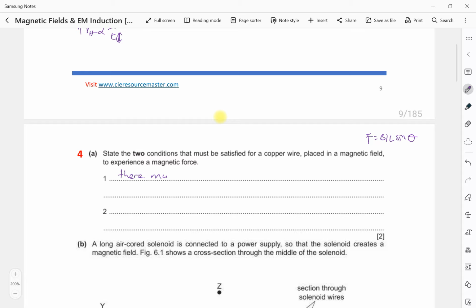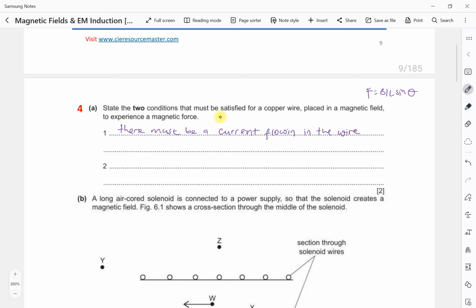There must be a current flowing in the wire. Number two, of course, the angle of the wire to the magnetic field must not be 0, or the wire must not be parallel to the magnetic field.